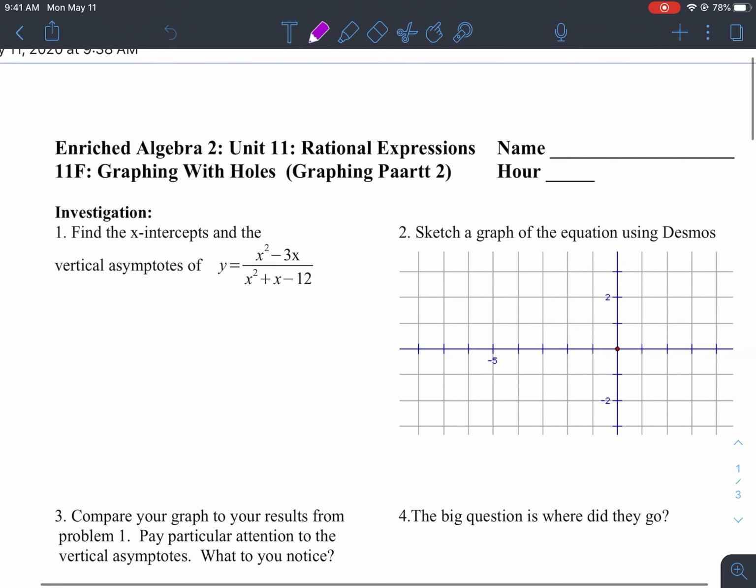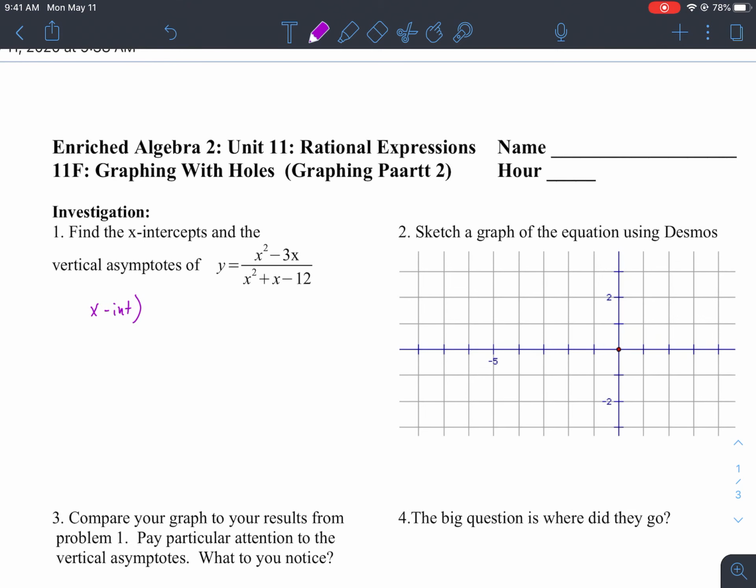Find the x-intercepts and the vertical asymptotes. The x-intercepts, we find based on the last worksheet, from setting the numerator equal to 0 and solving. This one we can solve by factoring. We can pull out an x, and we're left with x minus 3 equals 0. So there are two x-intercepts, 0 and 3. The y-intercepts we won't worry about.